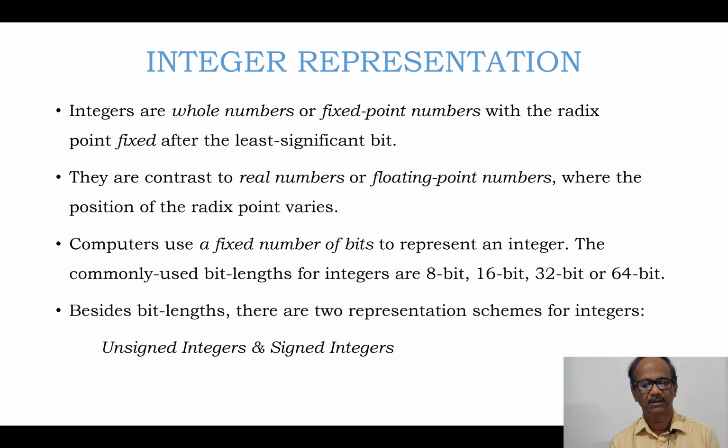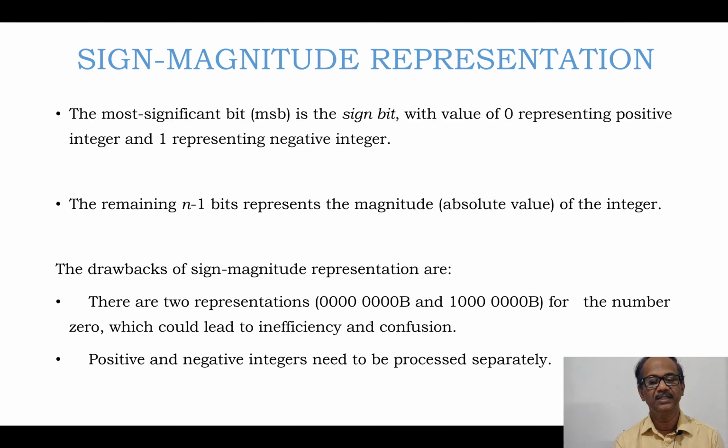Besides bit length, we have two representations for integers. One is unsigned integer and the other is signed integer. In the case of unsigned, we know that it can be used to represent both 0 and positive numbers, which you are all familiar with. For example, if you are using 3-bit representation, 0 is 000, decimal number 1 is represented as 001, 2 as 010, and so on. That all of us are familiar with.